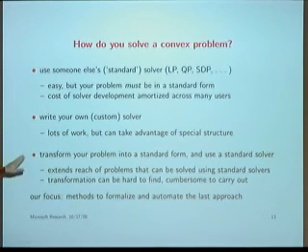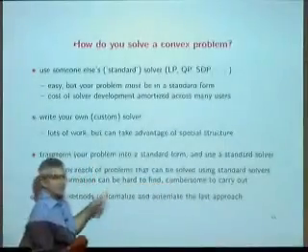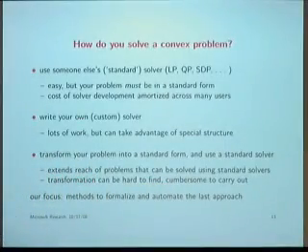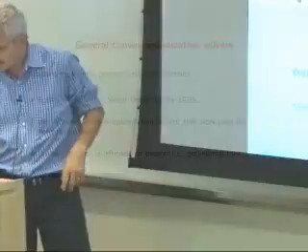Now, there's something else. The standard method is to transform your problem into a standard form and then use a standard solver. You can think of this several ways. You can think of it as extending the reach of problems that can be solved using standard solvers. But this is actually a pain. We'll see that it is a pain. In general, it's not like it's just cumbersome. And then we're going to look at methods that formalize this last approach.